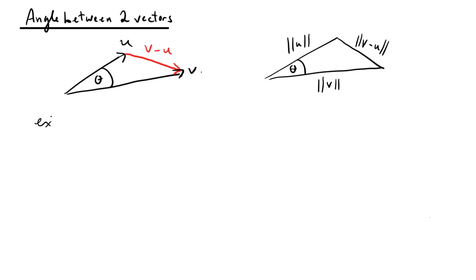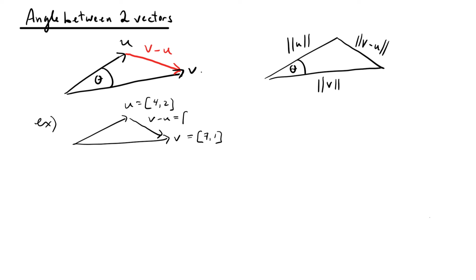So maybe just to show an example, let's say I have u, which is the vector with coordinates, I don't know, maybe it's 4, 2, and v is a vector with coordinates, maybe it's 7, 1. Okay. Then I can calculate the vector v minus u, so that will be a vector with coordinates 3, 1, right? 7 minus 4 is 3. 1 minus 2 is minus 1, so there's a little minus here.